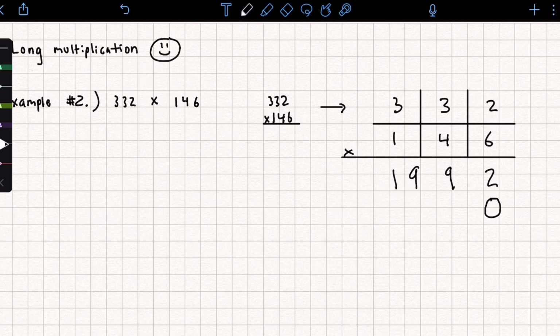Now we're going to start with our second part of the problem, and that is where we multiply 4 to the numbers on the top. So we have 4 times 2 first, and so that is 8. So we can just write 8 down here, and then we have to go up next. So 4 times 3, that is 12. So we put our 2 down here and carry our 1.